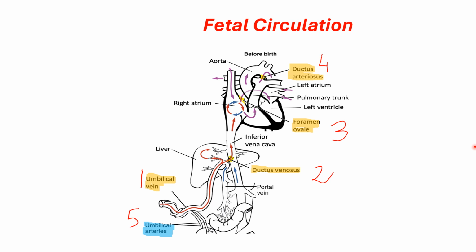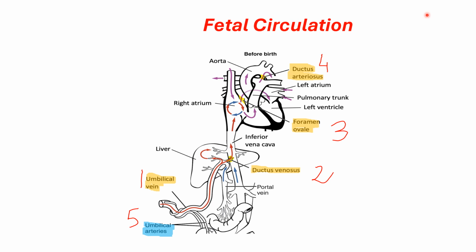So, what I want you to do is just follow the numbers that I basically wrote and the highlighted areas, okay? And follow while I'm starting from the umbilical vein and we end with umbilical arteries. So the umbilical vein, which is number one, carries oxygenated blood from placenta to fetus.